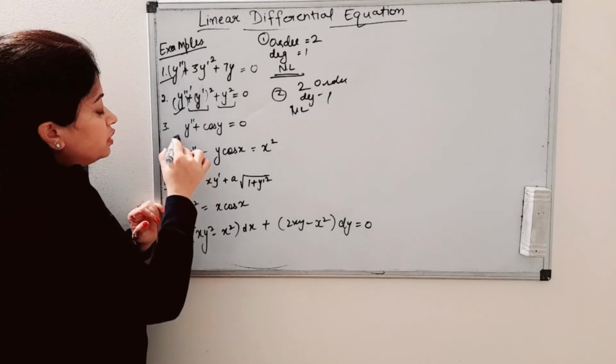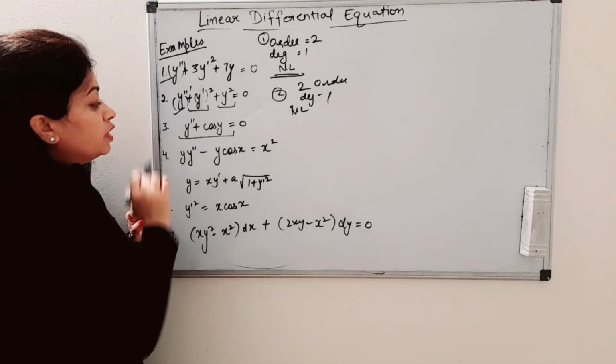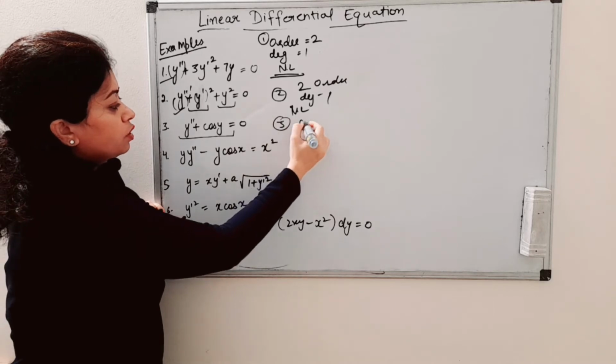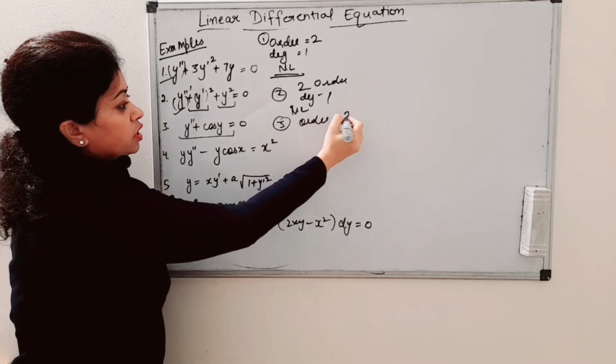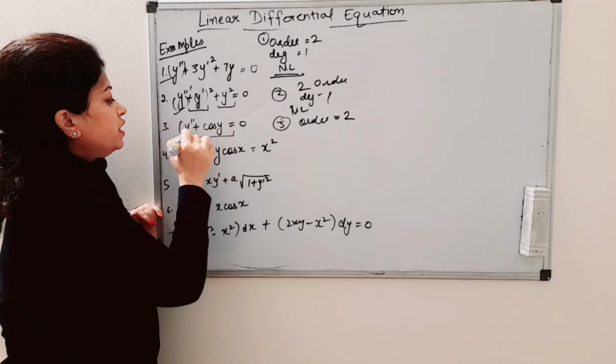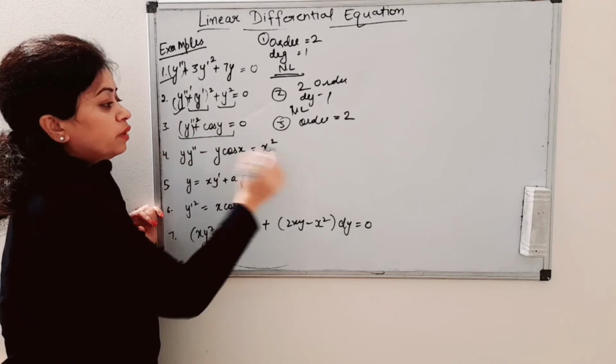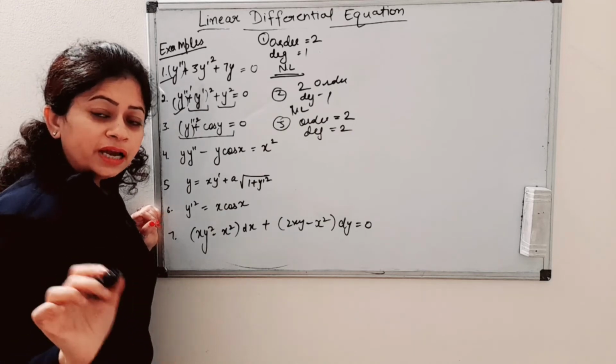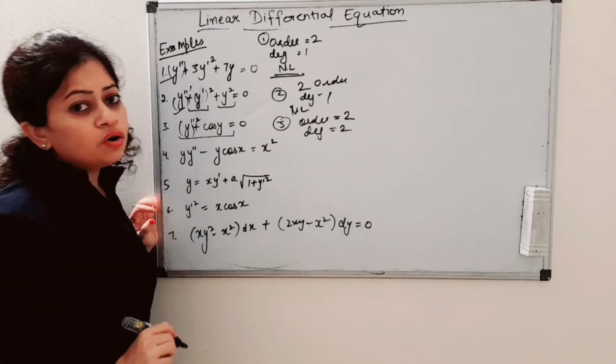Okay, so this is the third one. What is this? Here we have y double dash square. Now tell me what is the order? Order is 2, and degree, suppose we have y double dash square, degree is also 2. Okay, now tell me whether it is linear or non-linear.